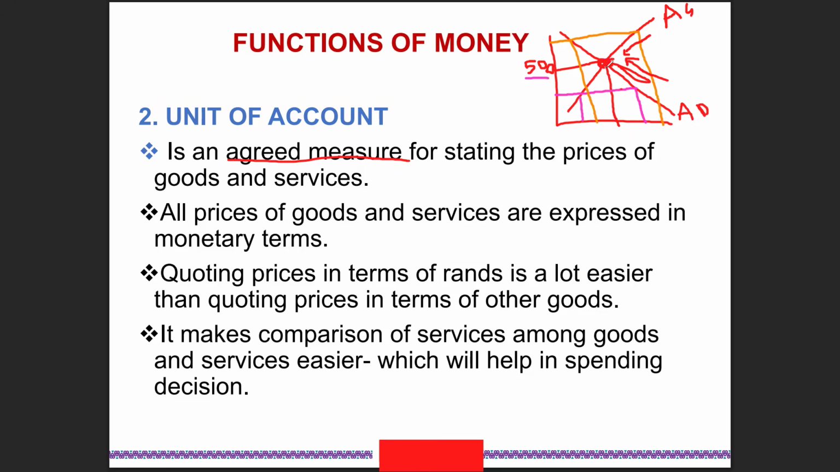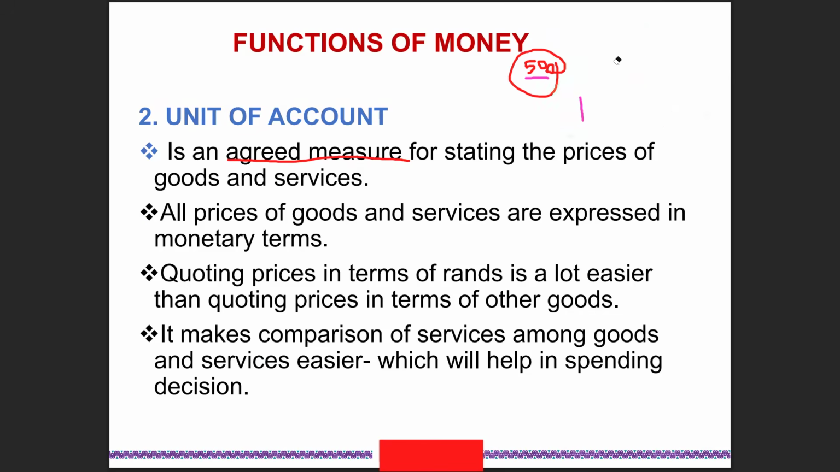is here at equilibrium, where the forces of supply and demand meet, and that price is 500 rand. So that is the price you will see there when you get to the shop, right? It's an agreed measure, because it has been agreed on by the forces of demand and supply, right? But this was not necessary. I was just giving you guys extra information so that you can understand.